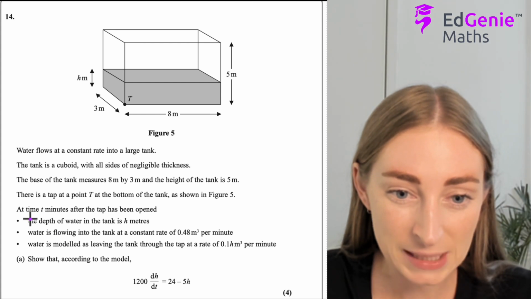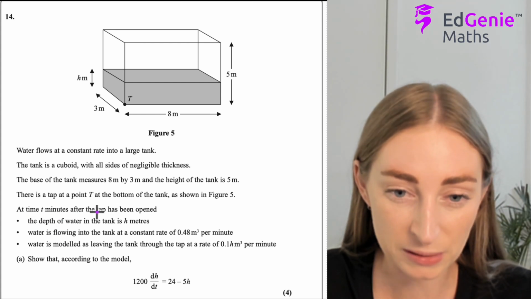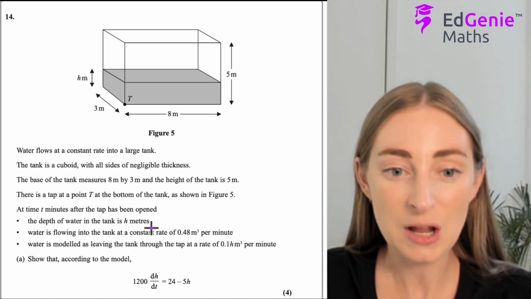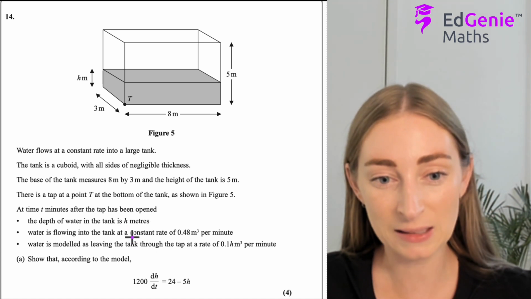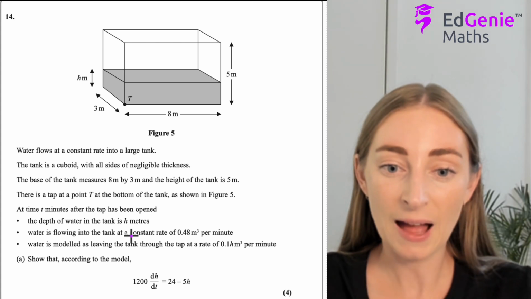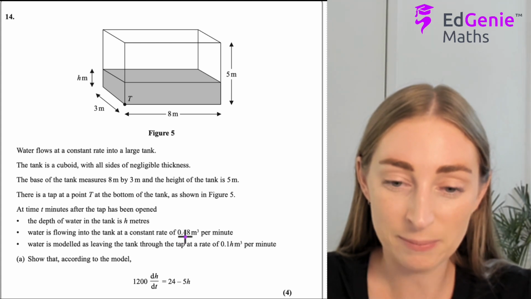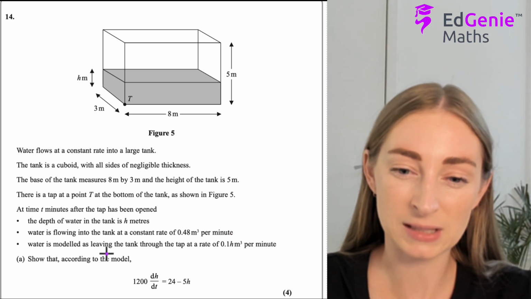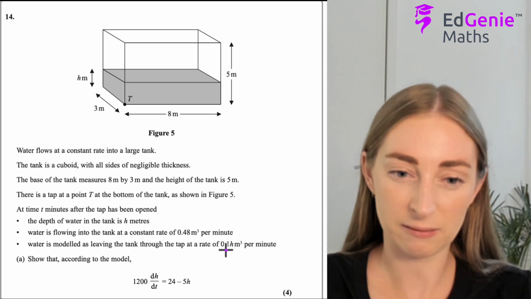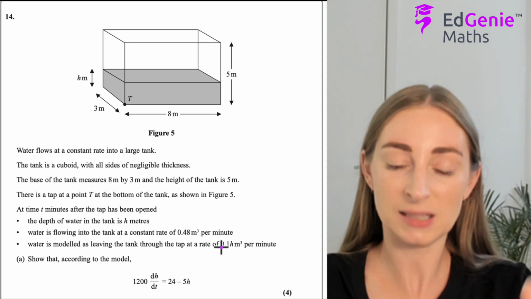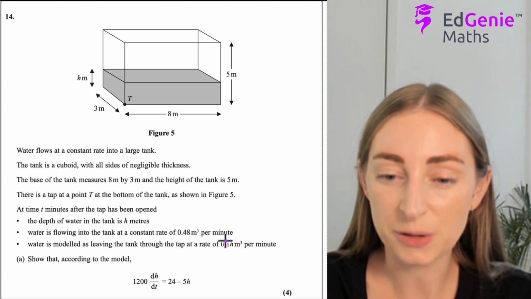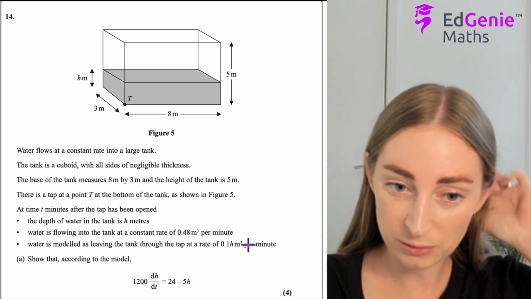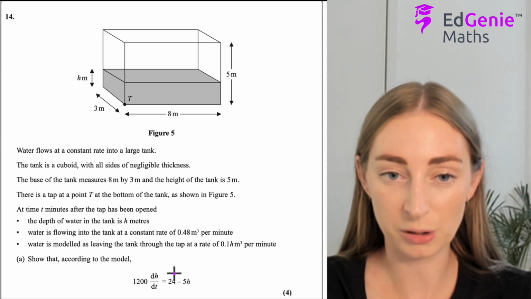At time t minutes after the tap has been opened, the depth of the water in the tank is h meters. Water is flowing into the tank at a constant rate of 0.8 meters cubed per minute. Water is modelled as leaving the tank at a rate of 0.1h meters cubed per minute. So some goes in, some comes out. According to the model, show that this is true.